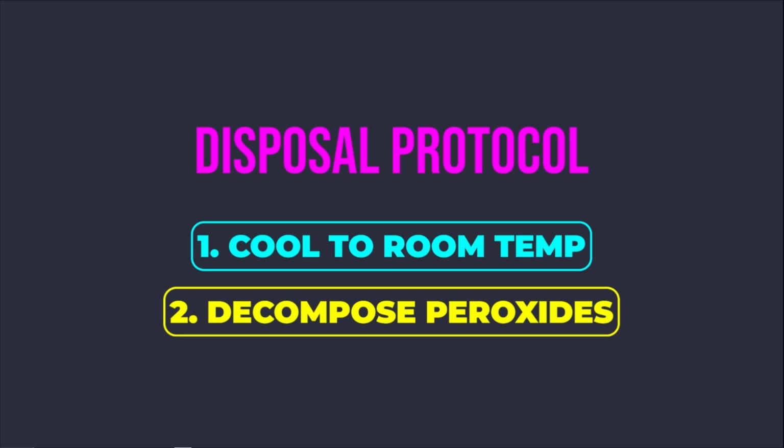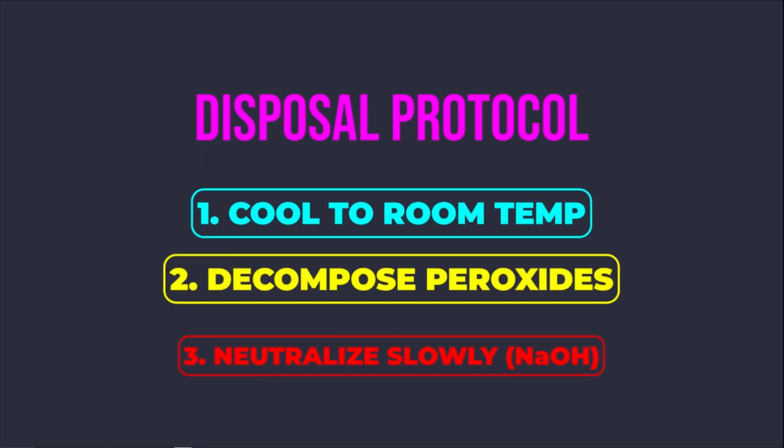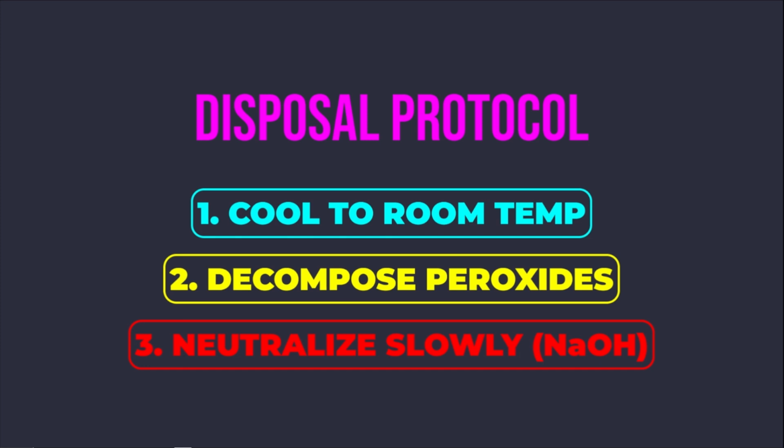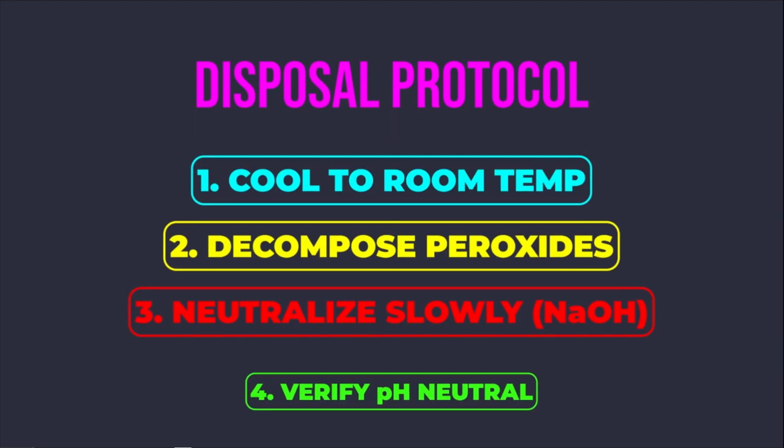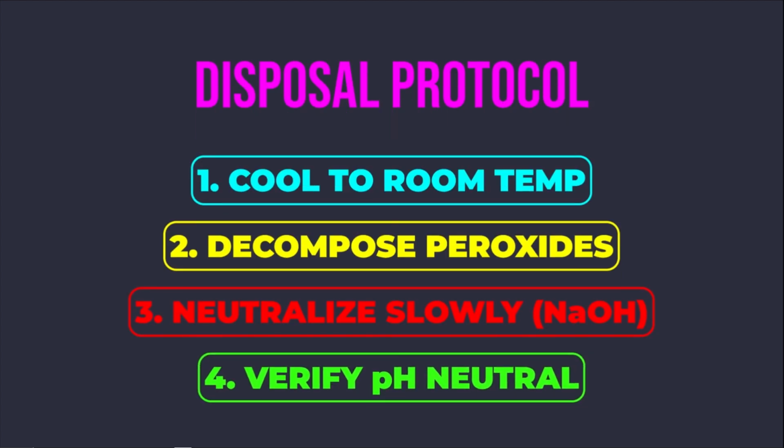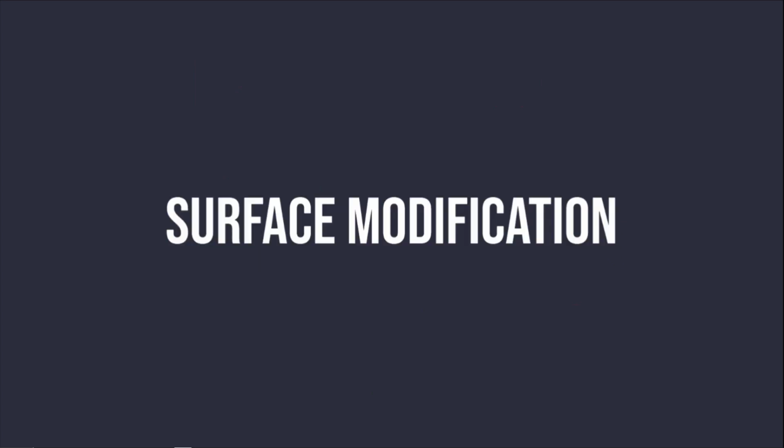This is typically achieved by catalytic decomposition or by carefully adding the solution to a large volume of ice water. Neutralization of the strong acid follows, using a base such as sodium hydroxide or sodium bicarbonate. This step must be performed slowly because the neutralization reaction itself is highly exothermic and can cause the liquid to splash. Only after the peroxide content is 0 and the pH is neutral can the waste be treated as standard aqueous sulfate waste. Improper disposal of active Piranha can lead to fires in waste bins or the destruction of plumbing systems.